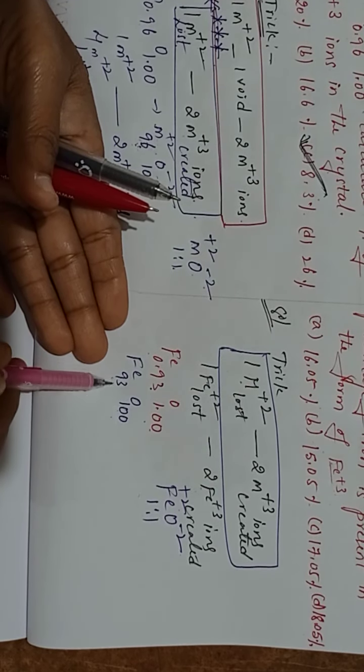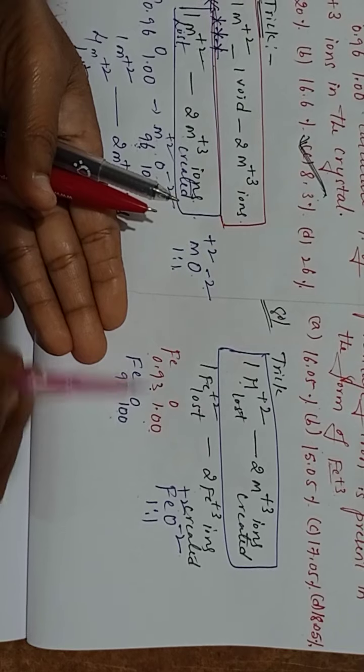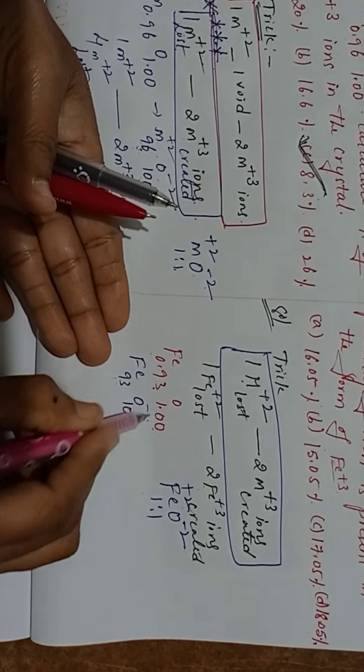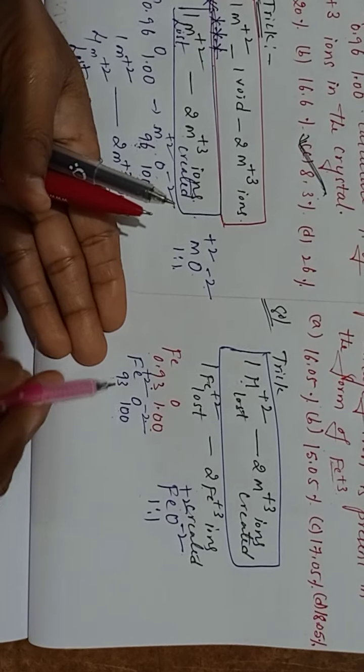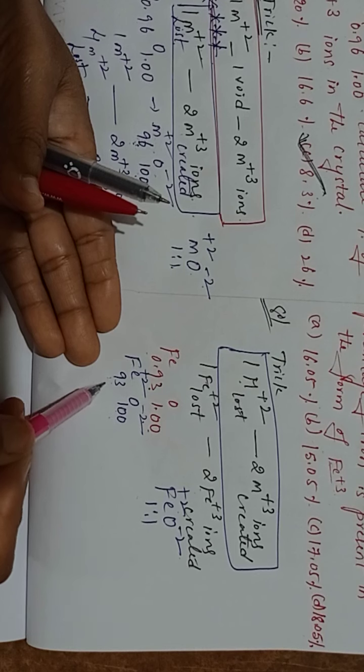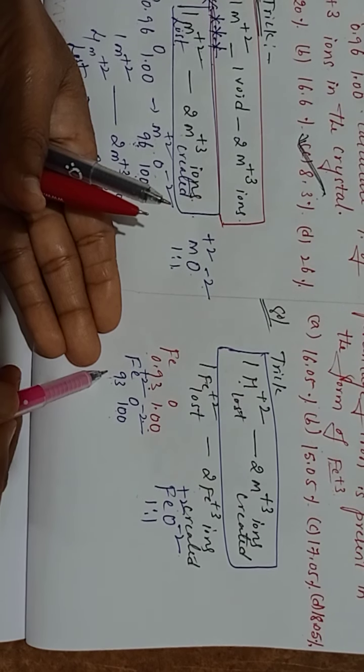It is less, correct? It is not in the 1:1 ratio. That means there is a deficiency in the metal. Here oxidation number -2, here is +2, students. That means here how many Fe+2 ions are lost, students? 7 ions are lost, correct?